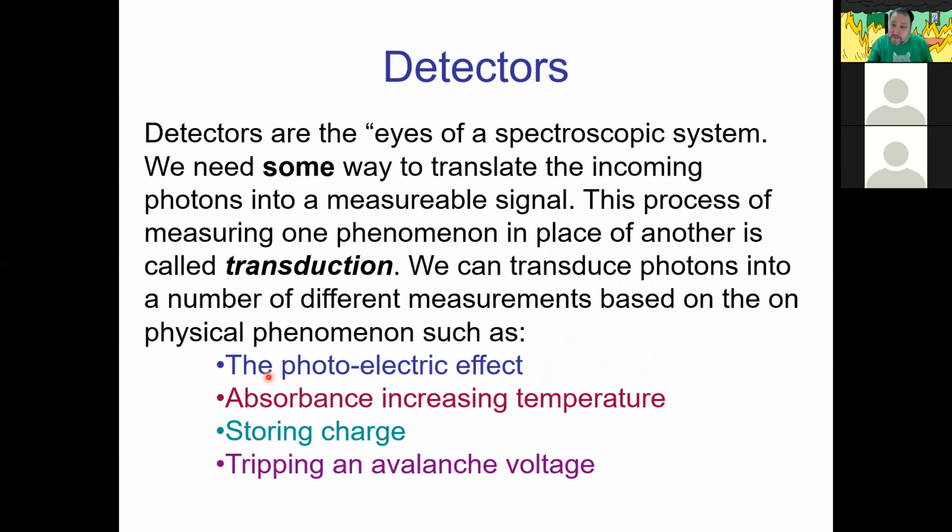Detectors, they're going to be the eyes of our spectroscopic system. We need some way of translating the incoming photons into a measurable signal. This process of measuring one phenomenon in place of another is called transduction. We can transduce photons into a number of different measurements based on physical phenomena, such as the photoelectric effect, by far the most common, or absorbance increasing temperature, so you can use a bolometer to actually measure temperature.